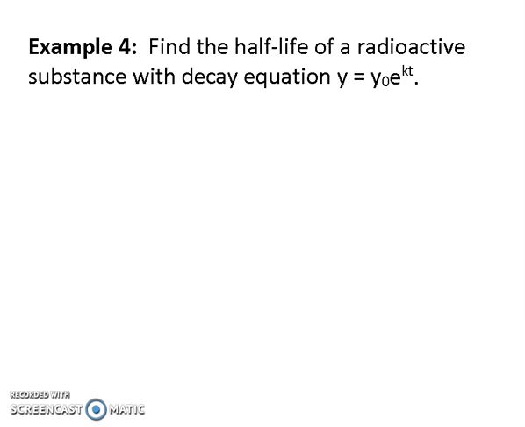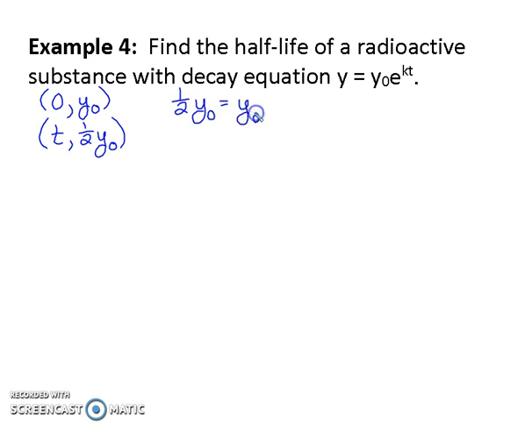We just have a decay equation of y equals y sub 0 e to the kt. Well, y sub 0 is at time 0 our initial amount. What we don't know is the time to become half of y sub 0. But those are our two coordinate pairs that we're going to substitute into here. So at some time that I don't know, I would have half of my original amount there. But if I'm trying to find the half-life, that means I'm trying to solve for how much time it would take to get to half the amount.